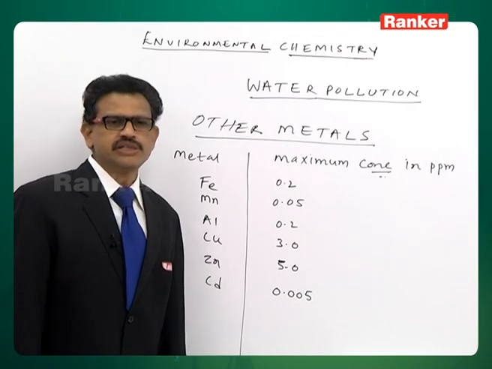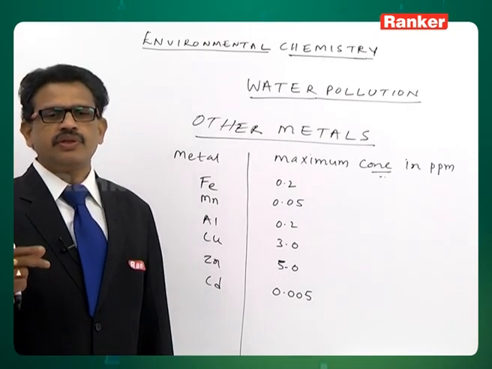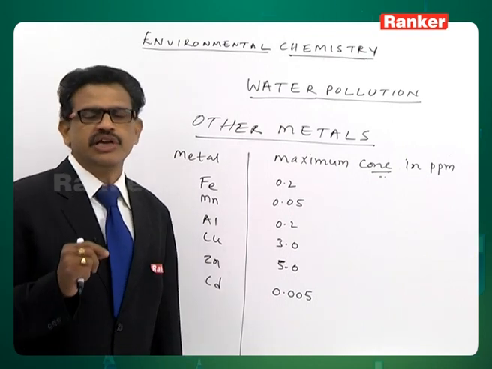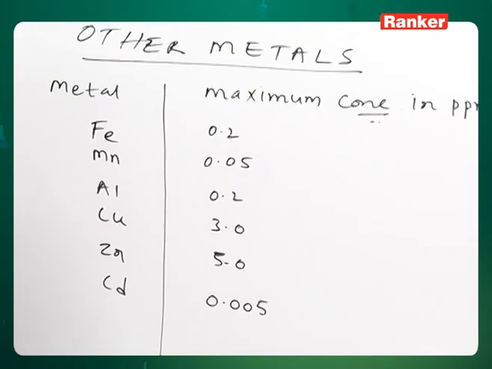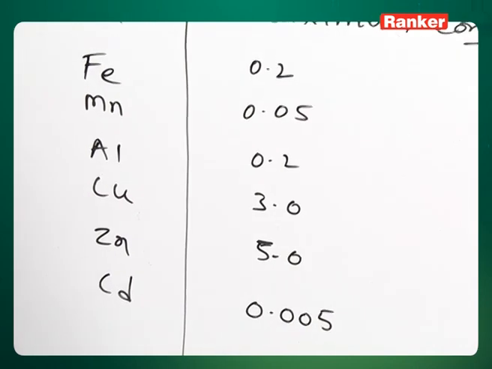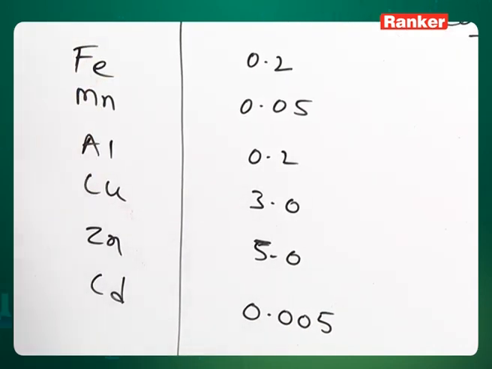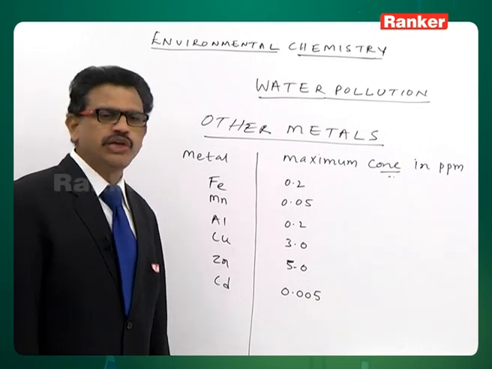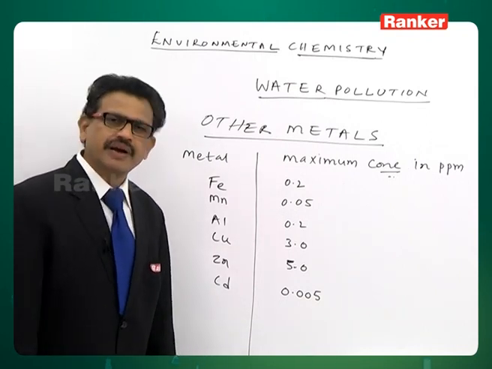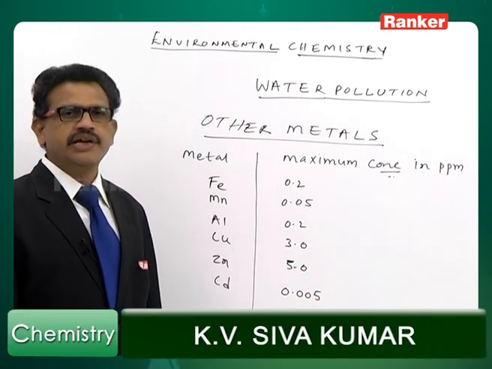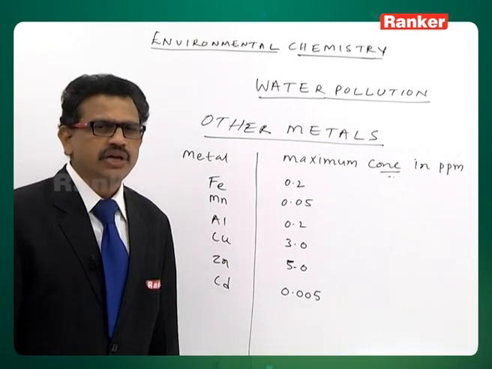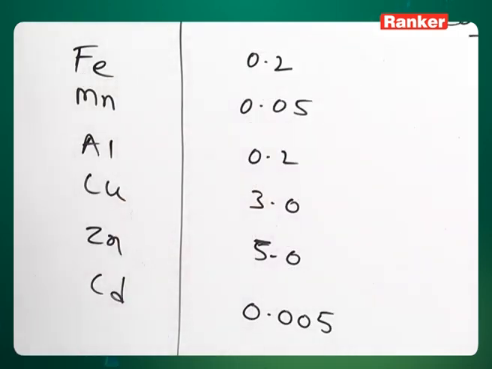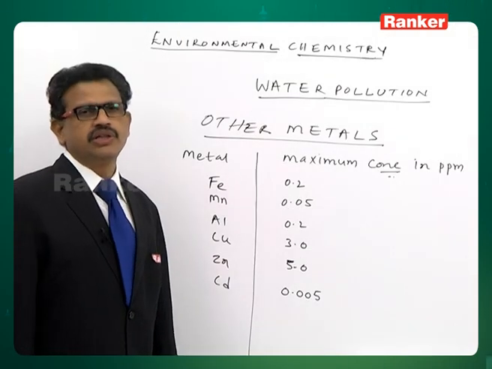Next, other metals. You can observe the maximum concentration of some common metals recommended in drinking water by the international standards. Iron: the limit is 0.2 parts per million. Manganese: 0.05 ppm. Aluminium: 0.2. Copper: the upper limit is 3 parts per million. Zinc: 5 parts per million. And finally cadmium: only 0.005. If we exceed these limits, it will cause major water pollution and many health problems, particularly in human beings.